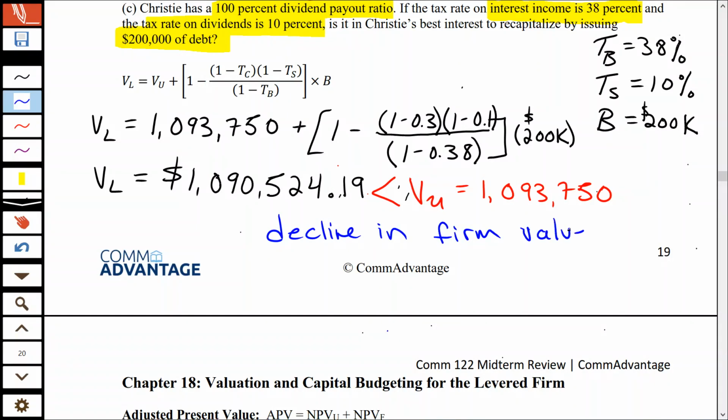That's basically like saying this is a negative NPV project in a sense, if you were to use capital budgeting language. And of course, we do not want to do anything that causes the firm's value to decline. Therefore, that, my friends, is a big no to adding debt to the capital structure. And so that brings us to the end of this question in Chapter 17. I hope that worked out well for you.